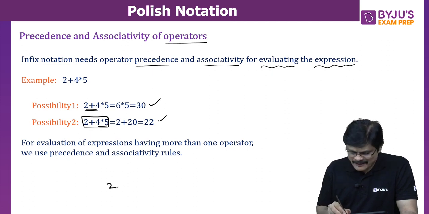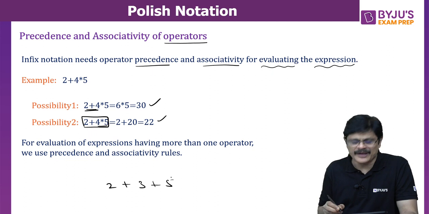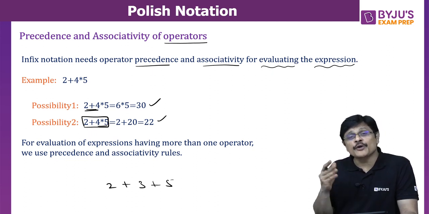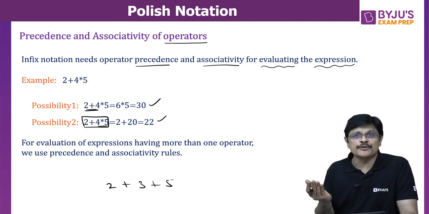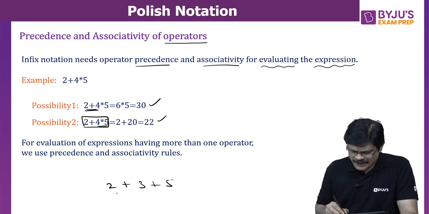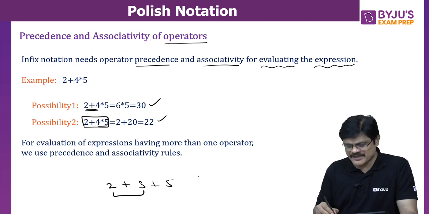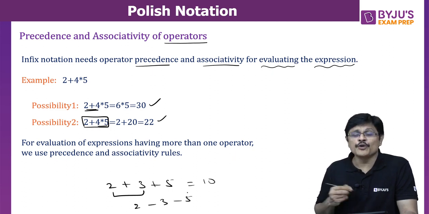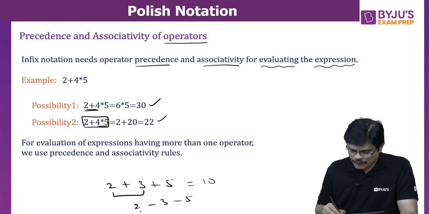See, sometimes what happens, suppose we are having 2 plus 3 plus 5, both are additions. In this case, we need to know whether you are going to add from right to left or left to right. Am I clear? So here it does not matter: 2 plus 3 is 5, 5 plus 5 is 10. But what about this, 2 minus 3 minus 5? If you don't have associativity rule, if you do from left to right, it is 2 minus 3 is minus 1, minus 5, the answer is minus 6.